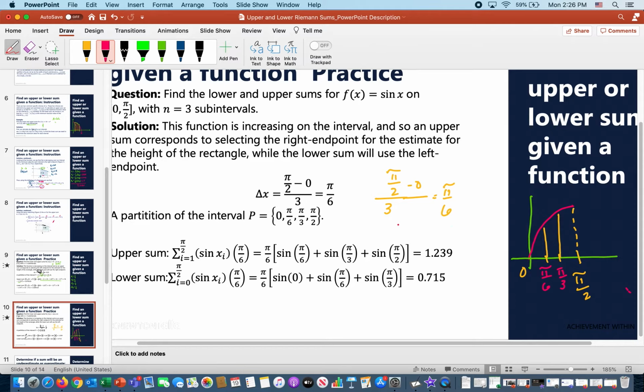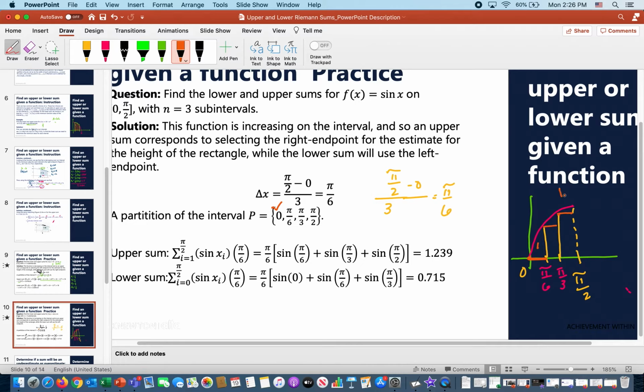Now we're going to start. It says find the lower and upper sums, so we'll start with the lower sum and then go to the upper sum. To find the lower sum, I'm going to take what I know right here in this first rectangle. The lower y value is here at 0, so I'm going to use that as the first height. I'm going to use 0 as the first x value, and then I'm going to use pi over 6 and pi over 3.